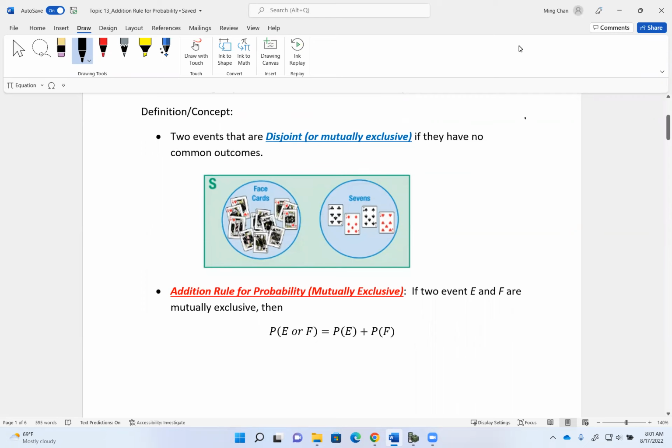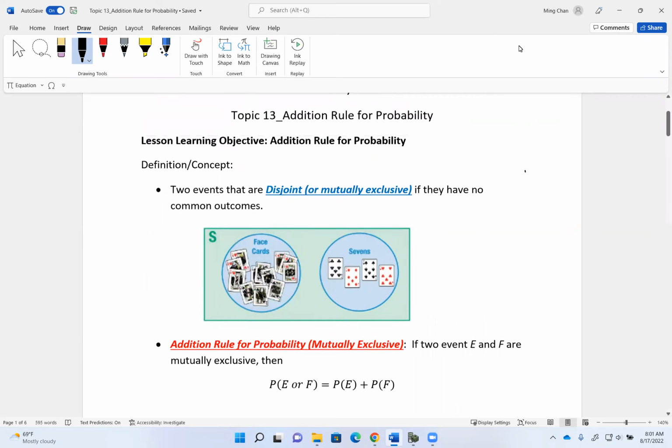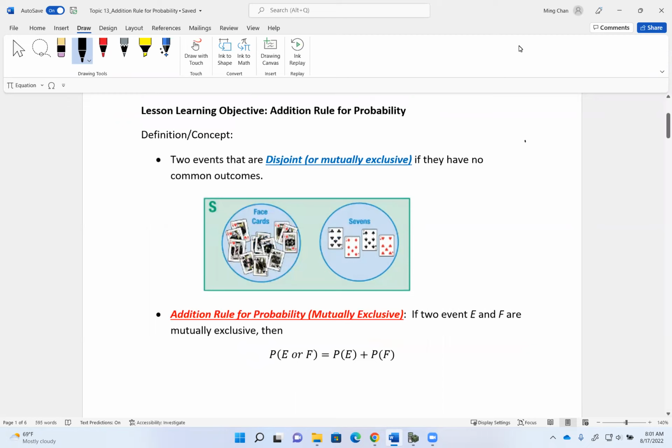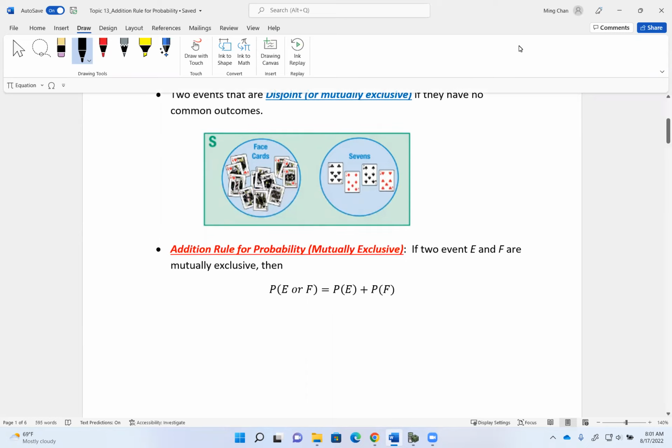So the last picture I showed you on the Venn diagram in topic 12, the number six, I remember, was actually in both A and B. So that six would be the common outcome between the two events. So mutually exclusive or disjoint simply means two events that have no common outcome.